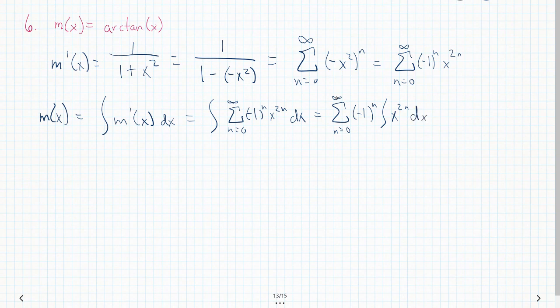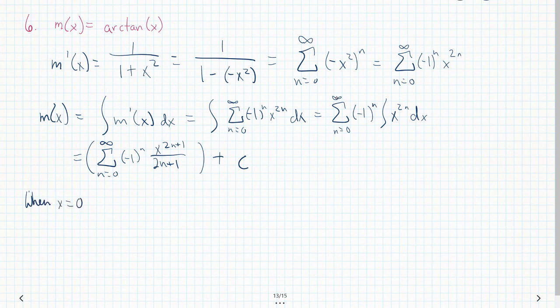This is a lot more interesting because it gives us something that you might not see initially in terms of what this is going to work out to be. This is n equals 0 to infinity, you have a negative 1 to the n, and the antiderivative of x to the 2n is x to the 2n plus 1 all over that same power, 2n plus 1. And then we need to add in that plus c. So now, when x equals 0, what do we have? We have the arctangent of 0.